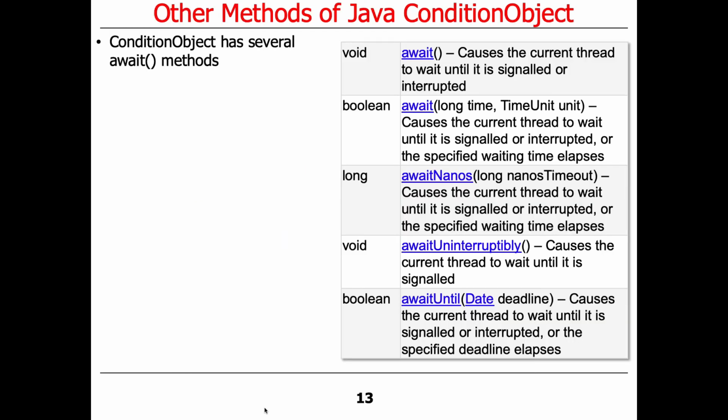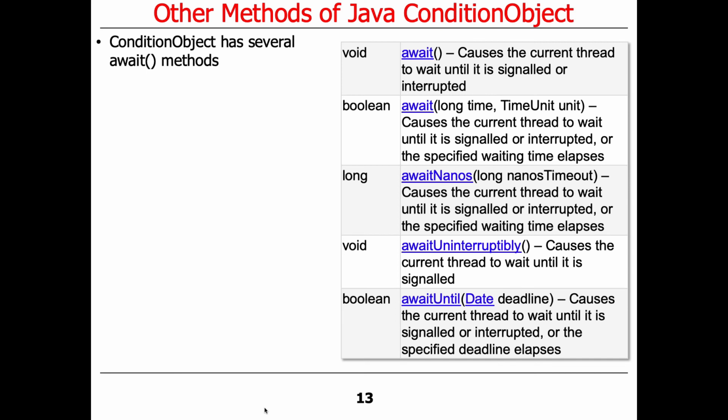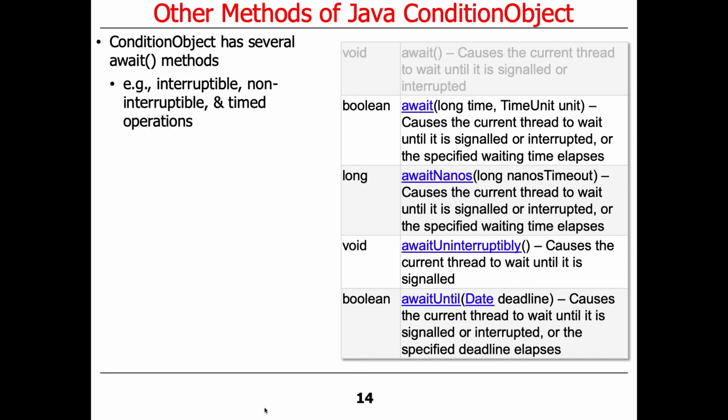There are other methods on ConditionObject besides just await, signal, and SignalAll. There's a pile of different await methods. So for example, this is the one we just looked at. There's also these. This one is a timed await. This one is a timed await using nanoseconds as opposed to microseconds, milliseconds, or seconds. This one will force the calling thread to wait until it's signaled and it cannot be interrupted. So by default, you can be interrupted, but if you use await uninterruptibly, you cannot be interrupted. And then await until basically waits until some deadline in the future. So it's more of an absolute calendar time than some time relative to now.